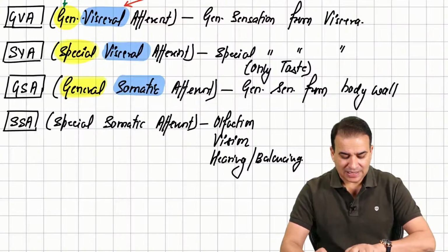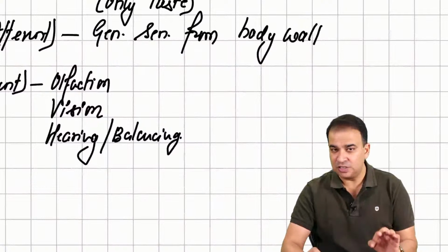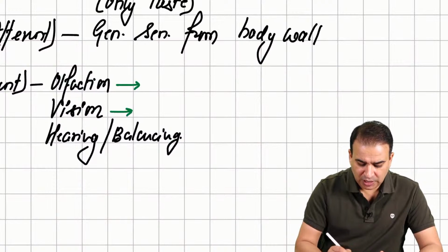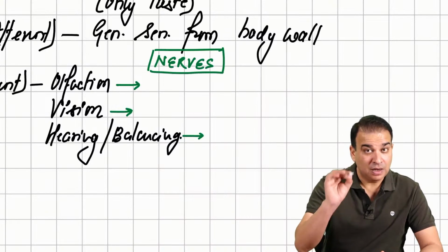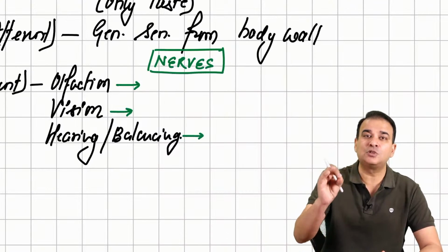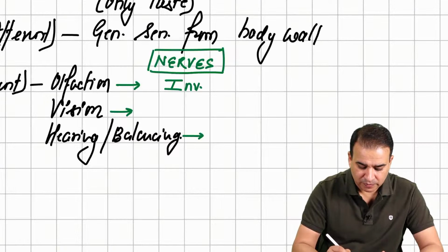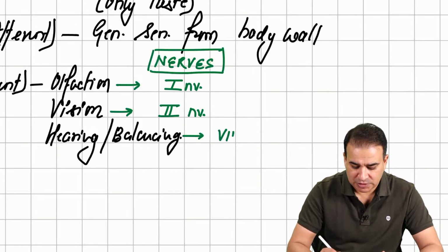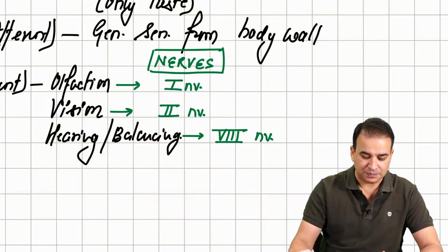SSA column. Now, when I say SSA column, there are three nerves which are coming. There are three sensations in there. Olfaction is there, vision is there, hearing and balancing, guys. See, what is the catch in this? If the question asked to you is what nerves carry the SSA type of sensation, nerves which are responsible for carrying the special somatic afferent kind of sensation? So olfaction is by the first cranial nerve, that is the olfactory nerve. Vision is by the optic nerve. And hearing and balancing is by the vestibulocochlear nerve, 8th nerve. First nerve, second nerve, and then we have 8th nerve.